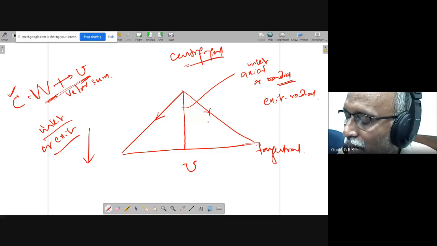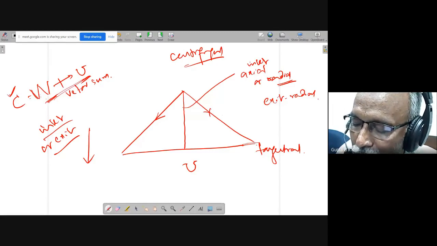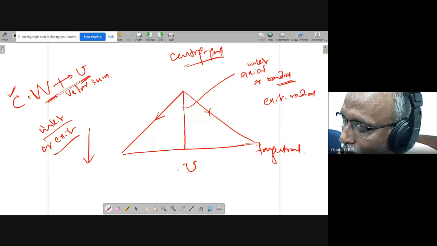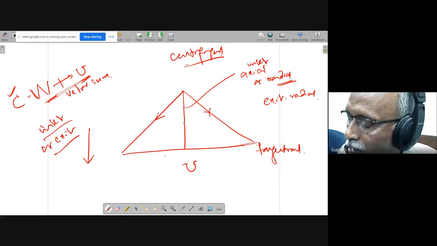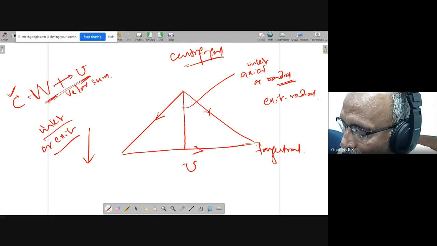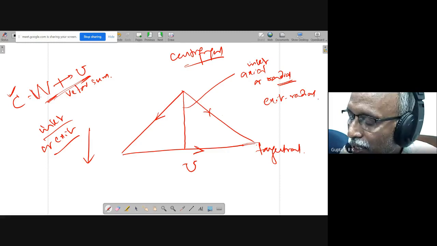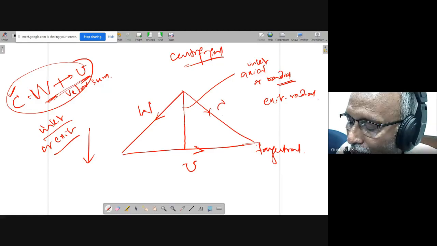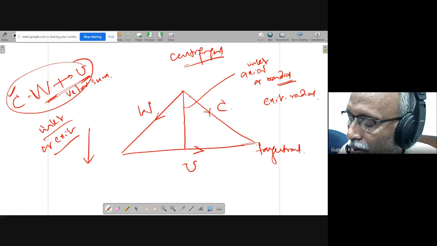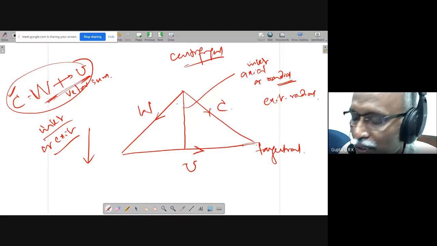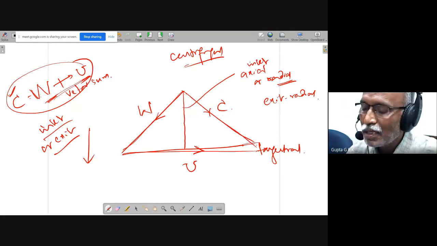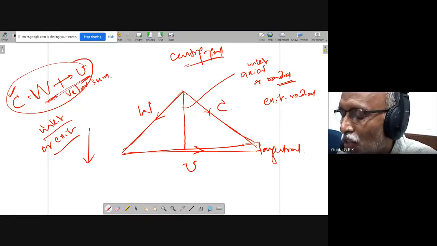Okay, so now you have to see that W plus U equals C. So two are to be added. Now you decide direction, U left side or right side. Suppose you take U to the right side, then to satisfy this, this must be W and this must be C. Now W plus U, I will get C. That is the way I decide the velocity triangle.